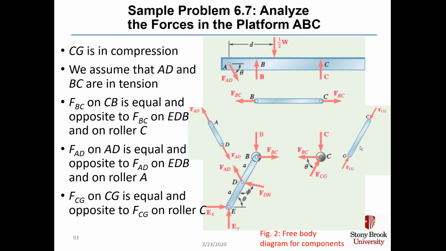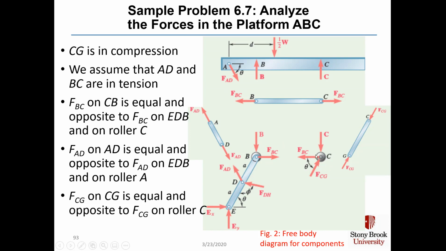And we assume, though, that AD, here's AD, and BC, and here's BC, are in tension, but we're not really sure yet. We're just assuming that. F sub BC on member CB, here's F sub BC, left and right, in tension, is equal and opposite to F sub BC, which is drawn on member EDB. So here's F sub BC.